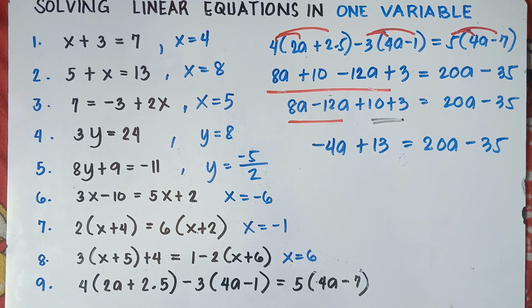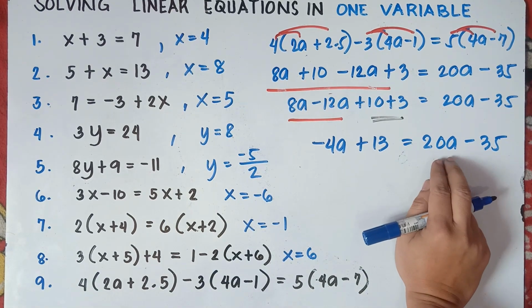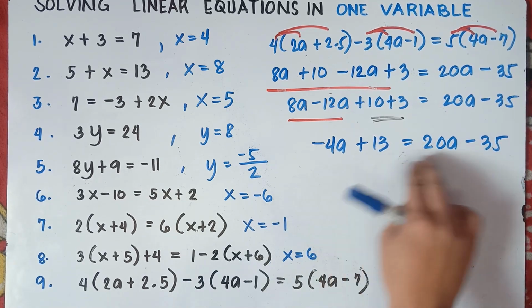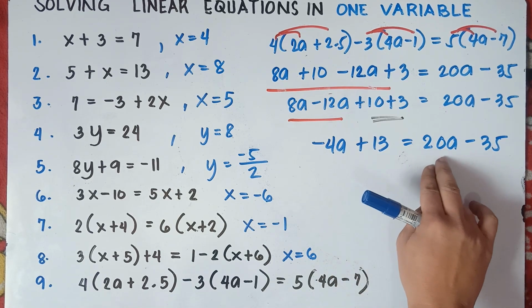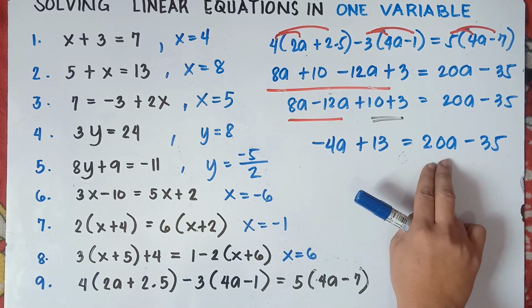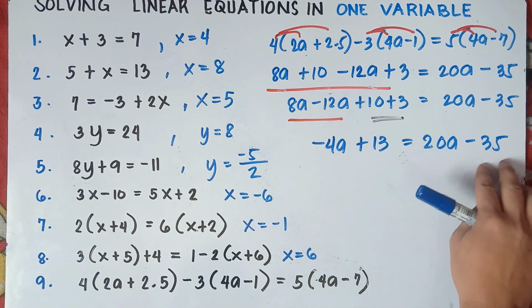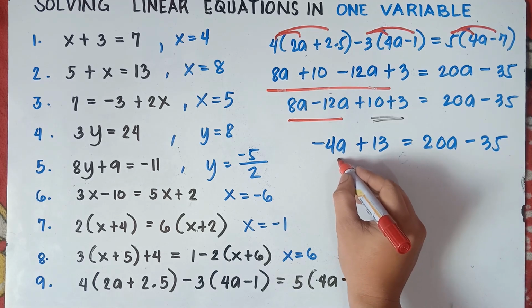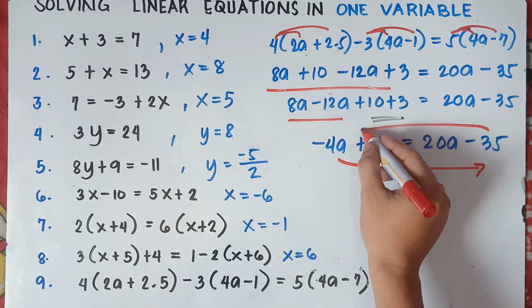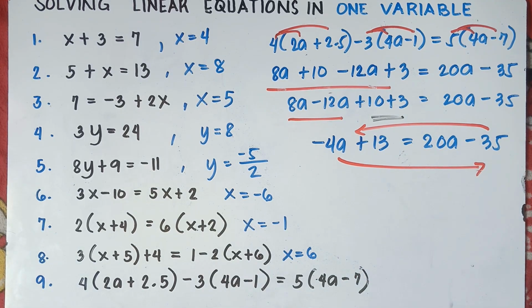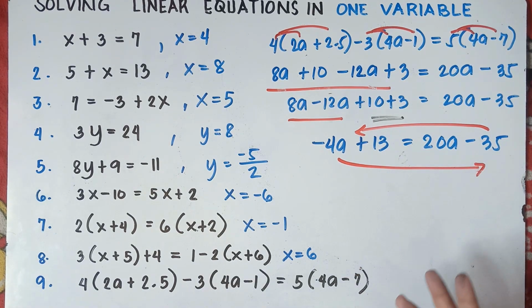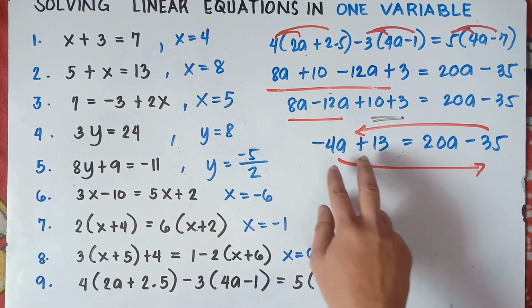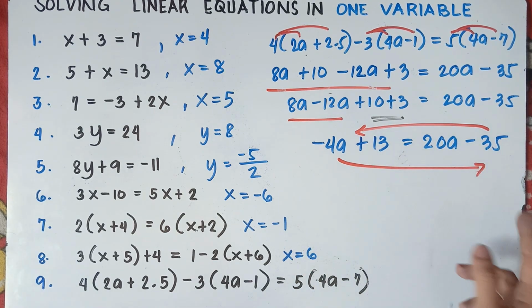Alright, so we're almost done here. Instead of transposing 20a from right to left, because if you transpose this 20 from right to left, this will be negative 20, it will be more complicated. So we just simply transpose this 4a from left to right and this 35 from right to left. We need to have the positive variable, class, so that we will not be confused. If you transpose this negative 4a, it will be positive 4a.